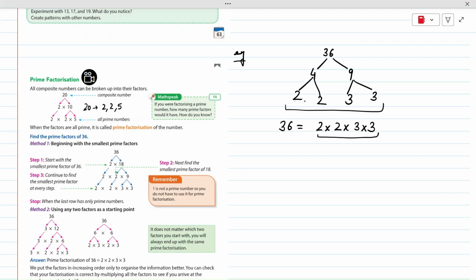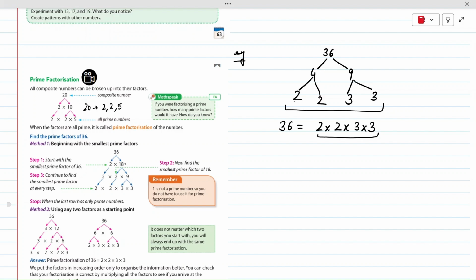Here what I have done, I broke 36 as 4 into 9. But if you see this example, they have done it like 2 into 18, which is also true because 2 multiplied by 18 will give us 36. Next, 2 can be written as 2 only. Don't count it as 2 and again 2. They are not three 2s. This is only one 2 which they have broken down like this.